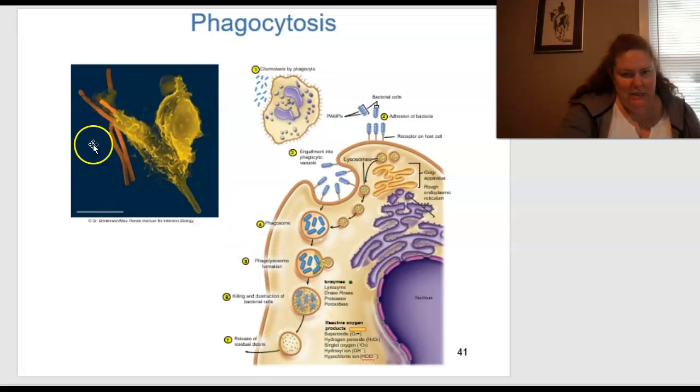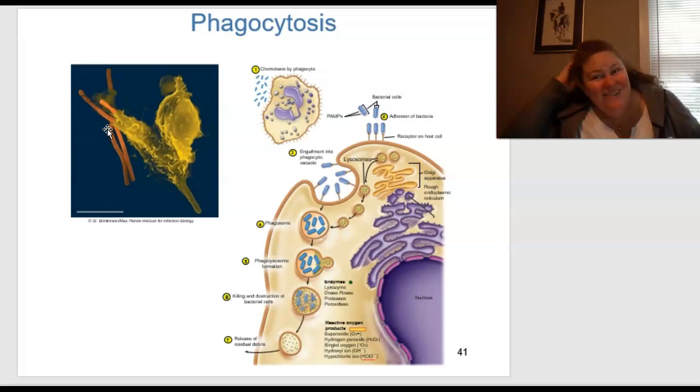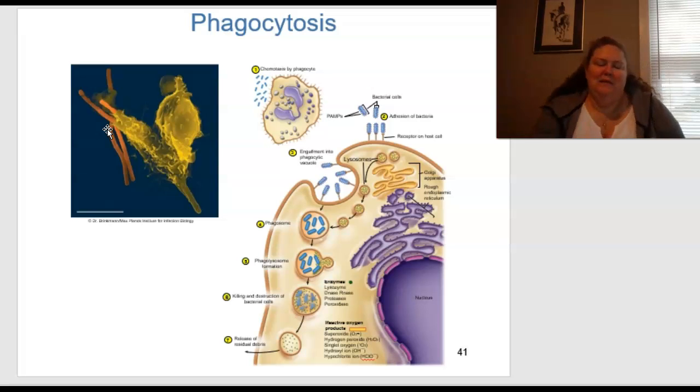And then you can see here in the inset, this is a scanning electron micrograph of the neutrophil in yellow, and this is actively engaged in devouring the anthrax bacteria. So he's having a snack, right? He's eating it. He's doing his job.